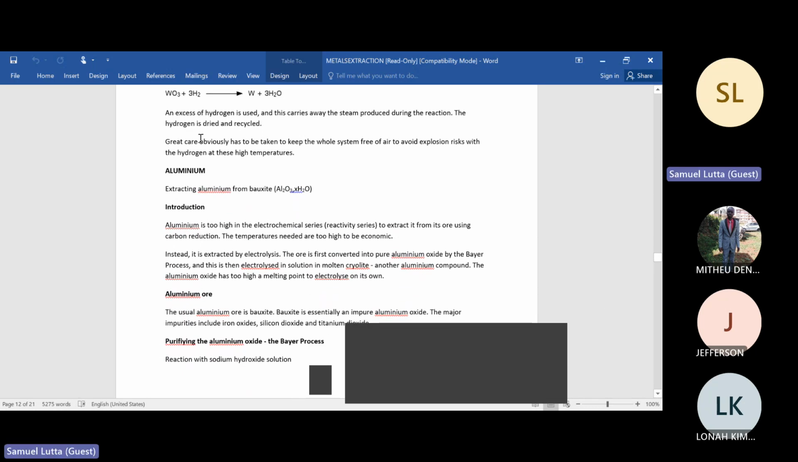So that is tungsten. And then we can look at another metal of interest, which is aluminium. Aluminium normally exists as bauxite. Bauxite is aluminium oxide hydrated.